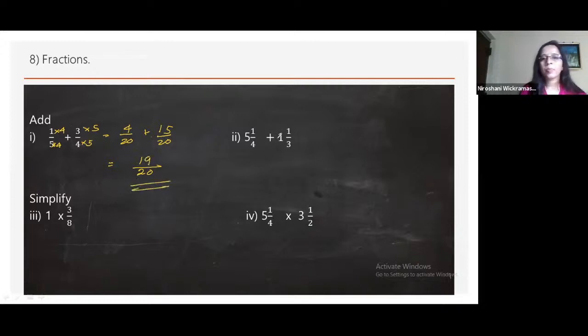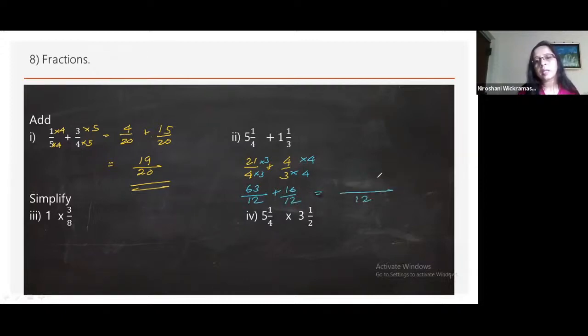19 over 20. Then this thing, 5 and 1. There are two ways. So first of all, it is better you convert to improper. 4 times 5, 20 and 1, 21 over 4. Plus 3 times 1, 3 and 1, 4 over 3. Then this is by 3, this is by 3. This is by 4, this is by 4. 3 times 21, 63 divided by 12 plus 16 over 12. 12 common denominator.